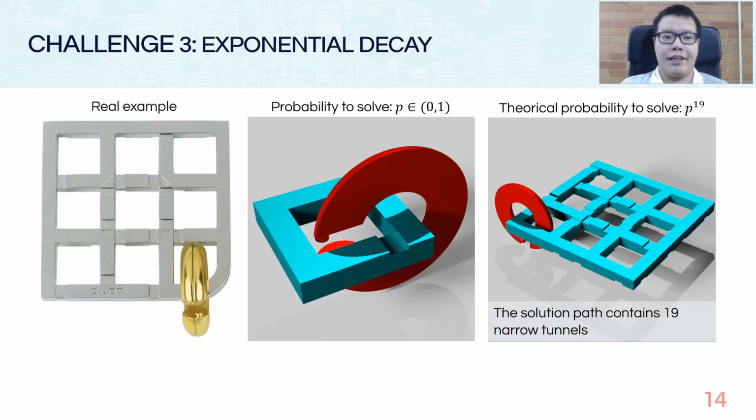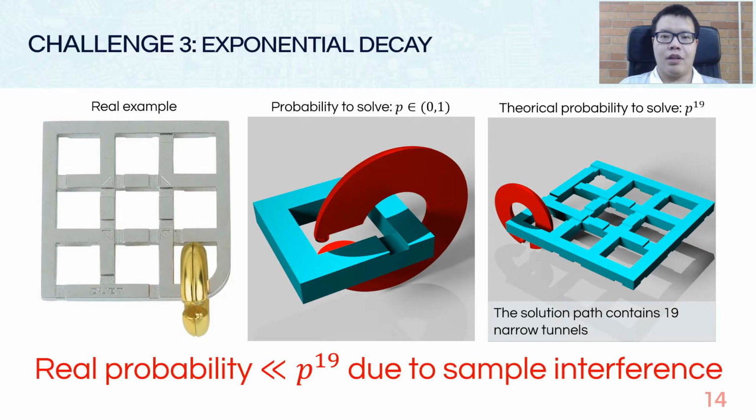The third challenge is the exponential decay of the probability to find a solution. Let's use the Hanayama Duet puzzle as the real example. Consider we can solve the single grid version with the probability of p. The theoretical probability to solve the full version of the puzzle is p to the 19 because there are 19 narrow tunnels on the solution path. In reality, the probability to solve the full version is much worse than p to the 19 because of sample interference. Our motion planning algorithm usually cannot maintain the probability of going through another narrow tunnel.